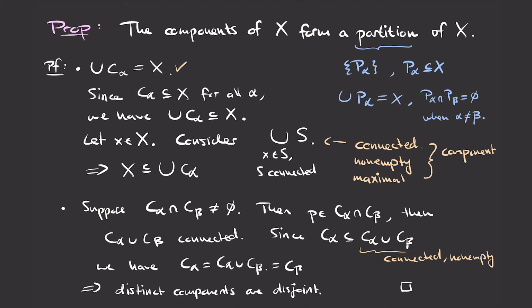And with that, we've proved the two things we need to show in order to show that the components of X form a partition of the space. And the upshot of this proposition is basically that this picture of thinking of X as being divided into different connected parts by its components is correct.